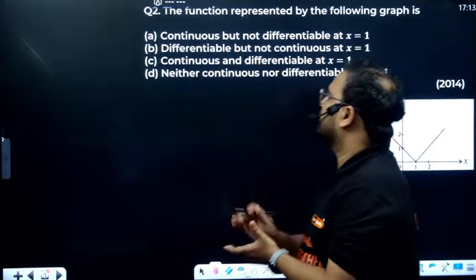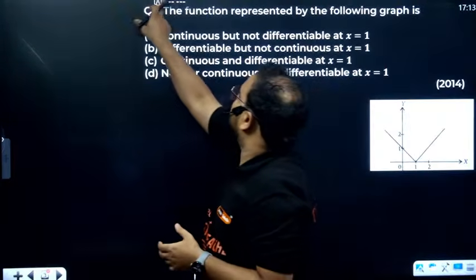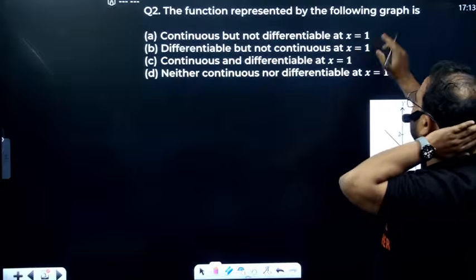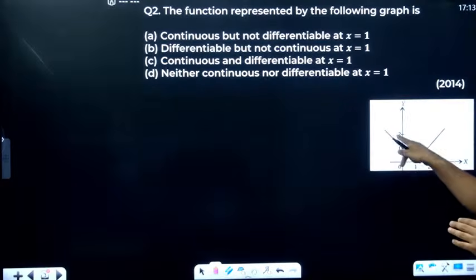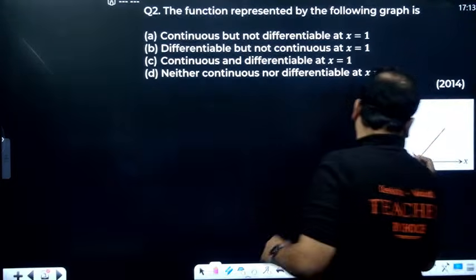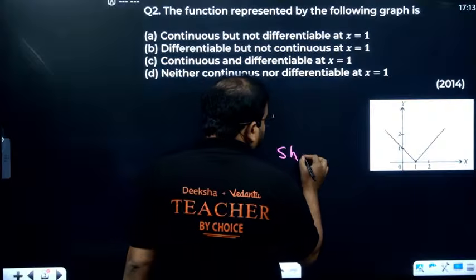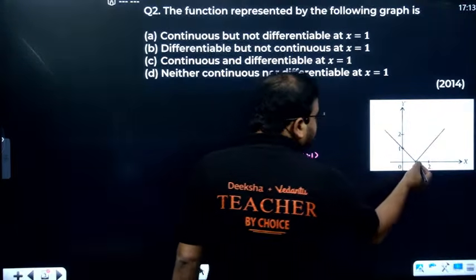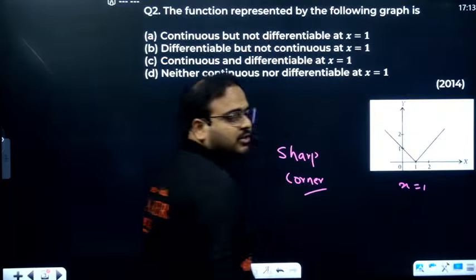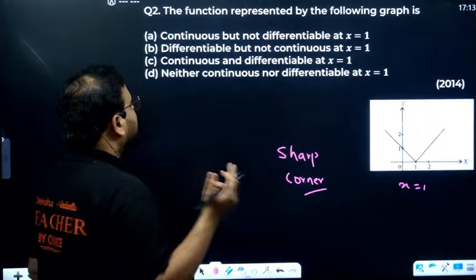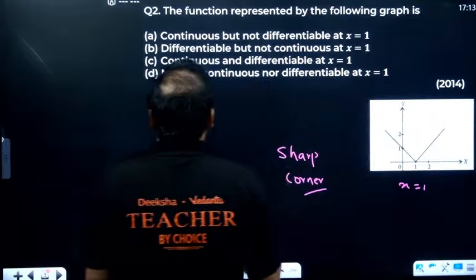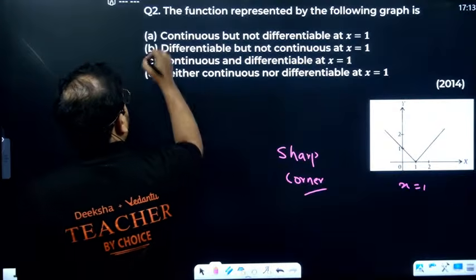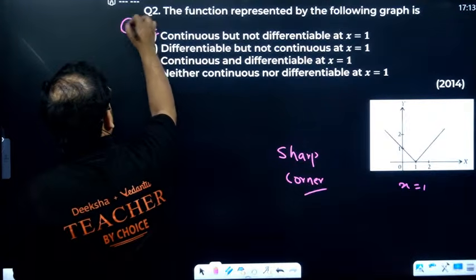Let's get back to the question solving now. The function represented by the following graph is clearly a non-differentiable function because there is a sharp corner over here. You can find here the presence of a sharp corner at this point x equals 1, which makes this function non-differentiable, and for that reason the function is continuous but not differentiable. So the answer is option A.